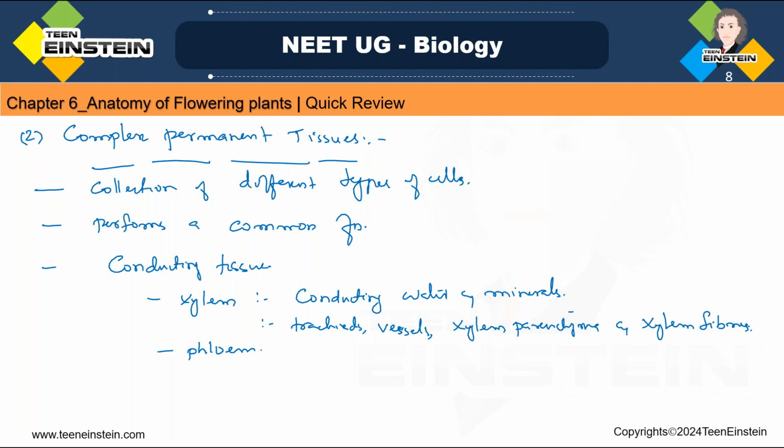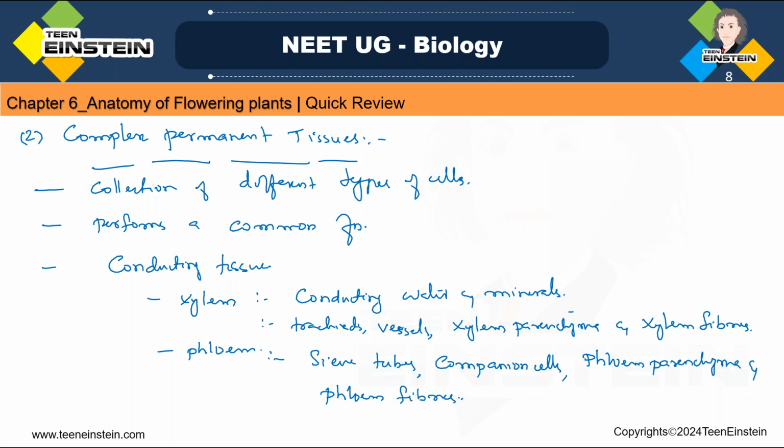Okay, next type of conducting tissue, that is phloem. See, phloem is a complex permanent tissue, right? Here xylem is also something we are learning under complex permanent tissue, and phloem is a complex tissue which is made up of sieve tubes, then companion cells, phloem parenchyma, and phloem fibers. Okay, so phloem, that is a complex tissue, is made up of sieve tubes, companion cells, phloem parenchyma, and phloem fibers.